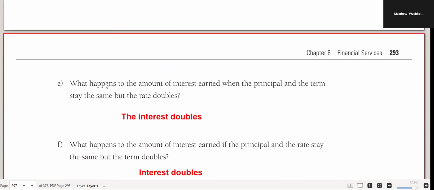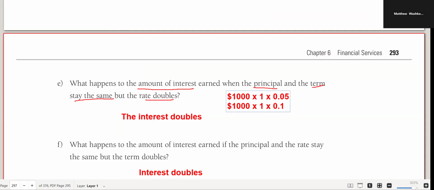Now for question E, what happens to the amount of interest earned when the principal and the term stay the same, but the rate doubles? And if you're like, well, I don't know how I'm supposed to know that. Well, put some numbers in, right? Let's put $1,000 in. So principal, $1,000. We're going to say it's for 1 year, and we're going to do a 5% interest rate. We're also going to take the same thing. So same principal, same year, but now it's going to be for 10% interest rate, which either of these works, right? Either of these works.